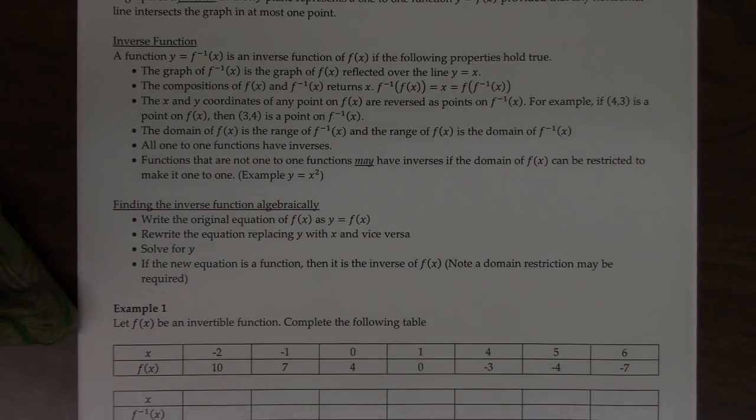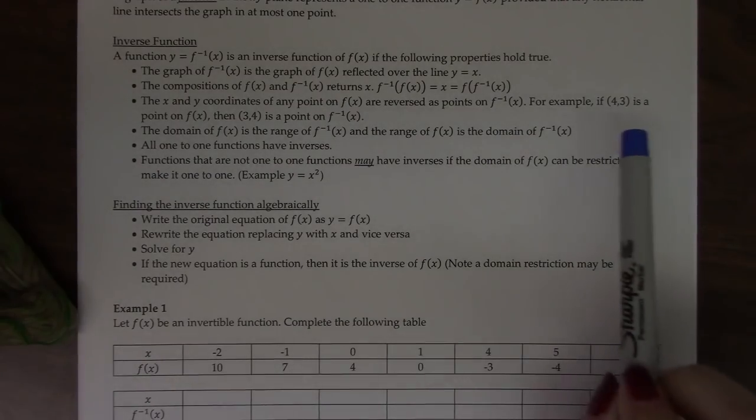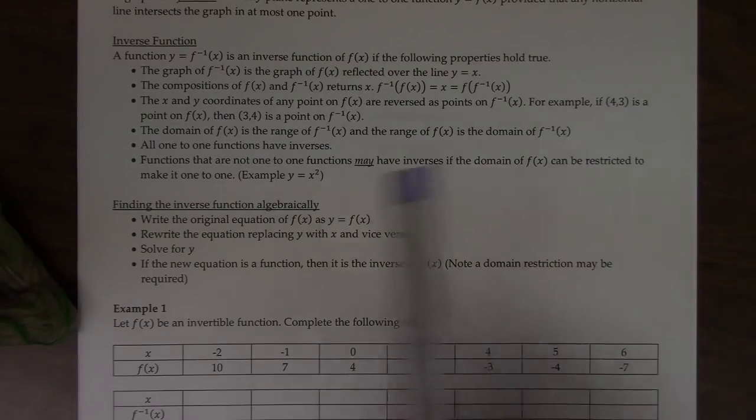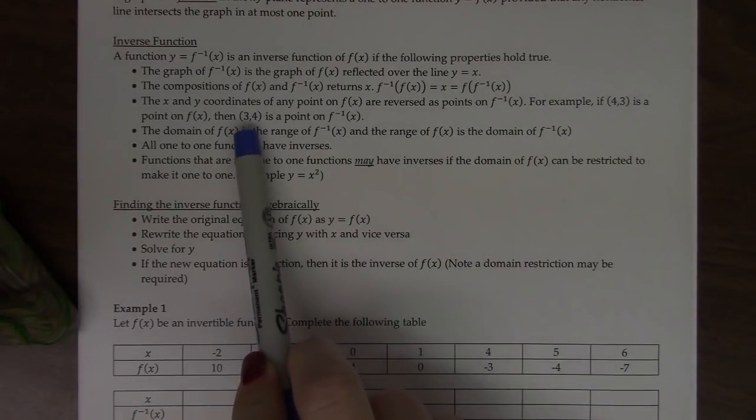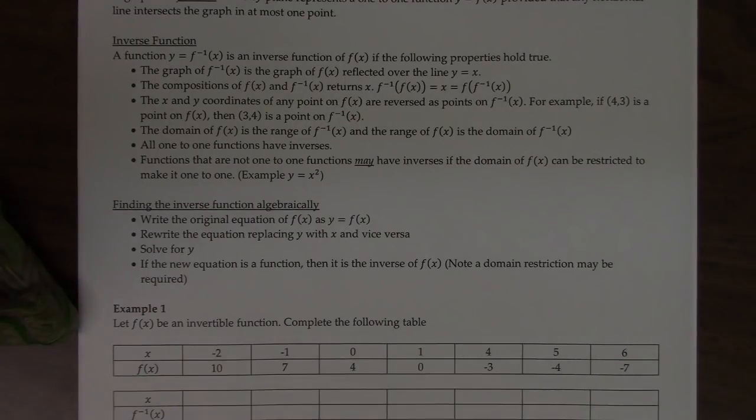The x and y coordinates on any point of x and y are reversed on f inverse. So when you reflect the graph over the line y equals x, you're actually trading the x and y values. So if a point (4, 3) is on the original graph, then that point moves to (3, 4) on the inverse. The domain is the range, and the range is the domain. So that's another thing that happens when we reflect over y equals x. We actually are trading all the x and y values, so it kind of makes sense that the domain and range should switch as well.